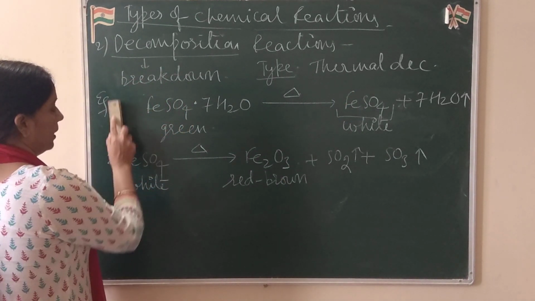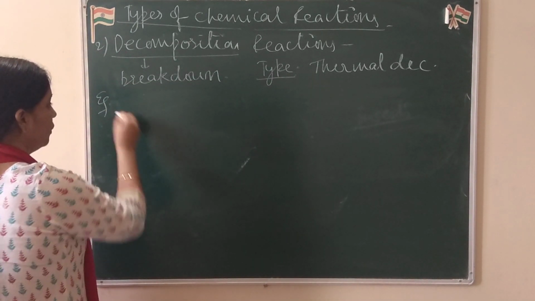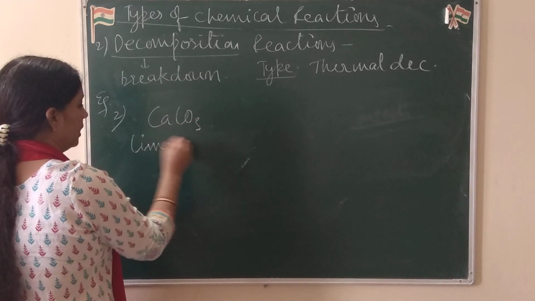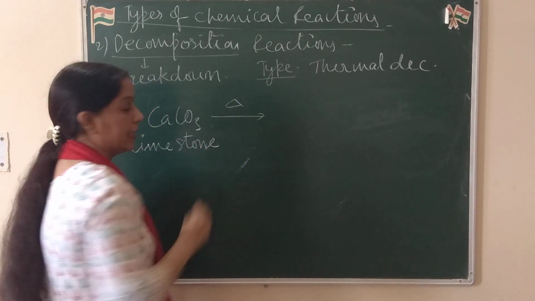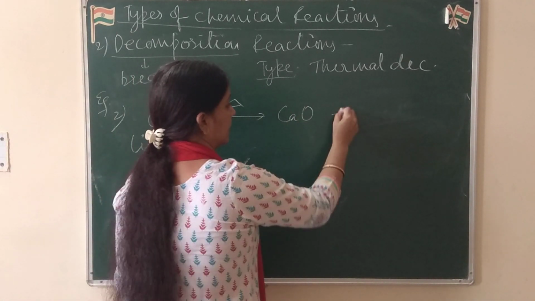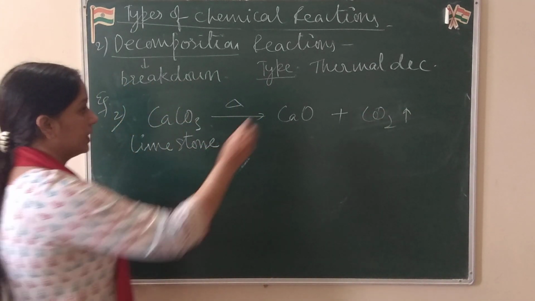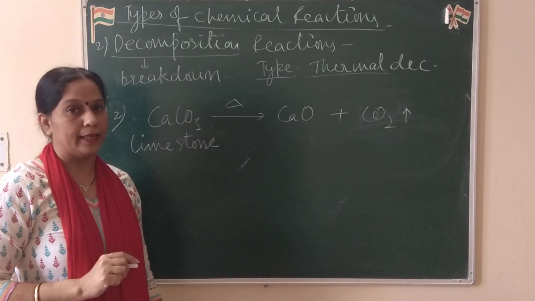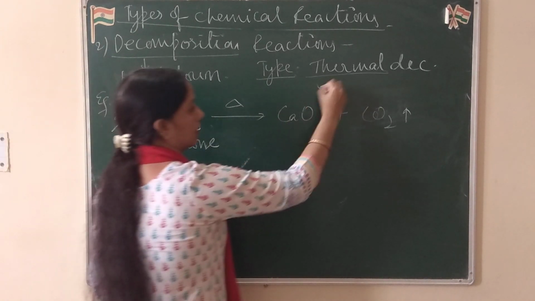Another example of thermal decomposition is heating of limestone. If you remember, second example, calcium carbonate. Calcium carbonate is called limestone. When this limestone is again heated directly on a burner in a test tube, it splits into two substances, calcium oxide and carbon dioxide gas is released. So it is another example of thermal decomposition. Why thermal? Because we are directly heating calcium carbonate on a burner.